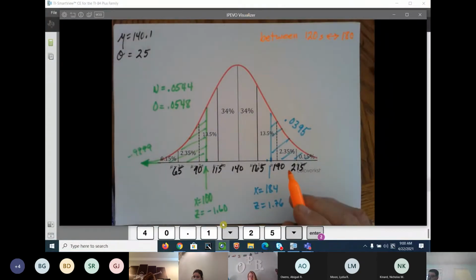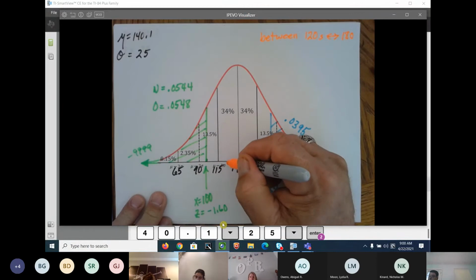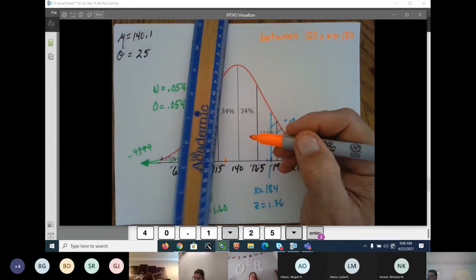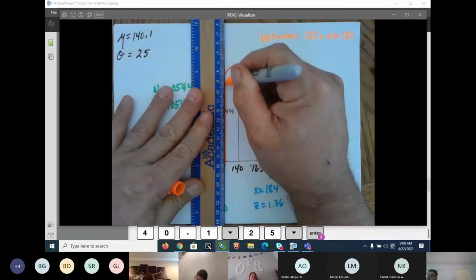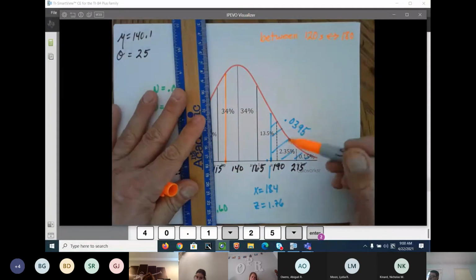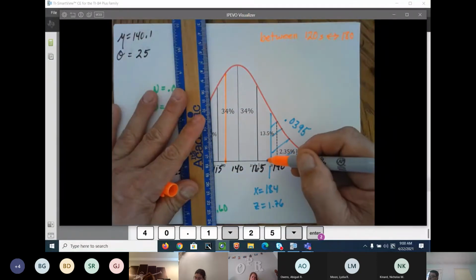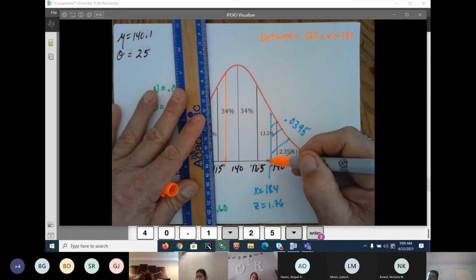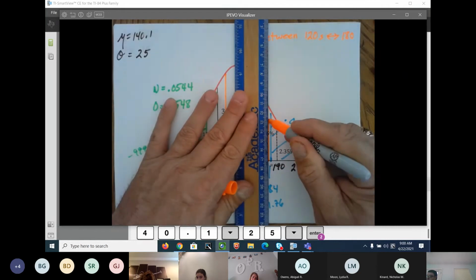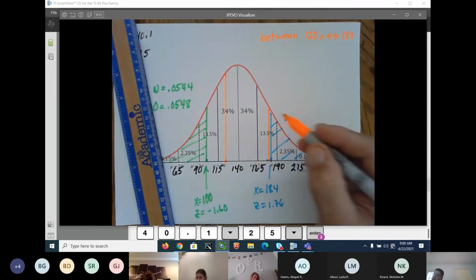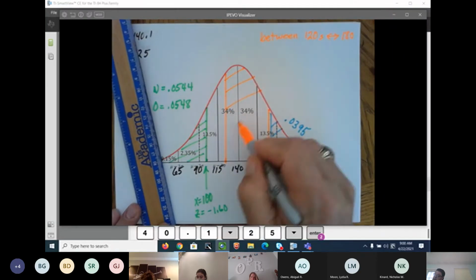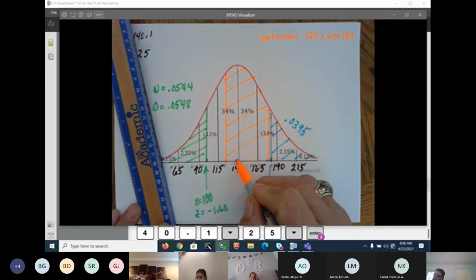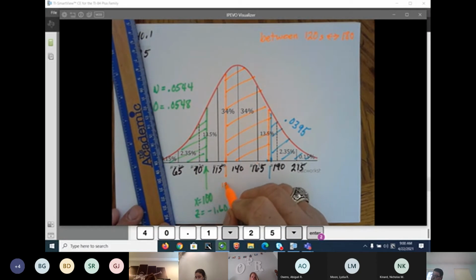So where is 120? 120, let's see, 12 would be 127. So 120 would be right about there. And 180, there's 184. So 180 would be probably, let's see, 160 plus 12, that'd be 177. So 180 would be about right there. Okay, I need y'all to put in the lower and the upper. The lower is 120 and the upper is 180.